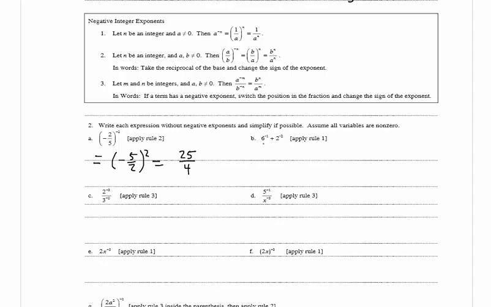In B, we have 6 to the negative first power plus 2 to the negative second power, and we can rewrite that as 1 over 6 plus 1 over 2 squared, and this is equal to 1/6 plus 1 over 4. And now, in order to add fractions, we need a common denominator, and our least common denominator here is going to be 12. So we're going to have 2/12 plus 3/12, and that's equal to 5/12.